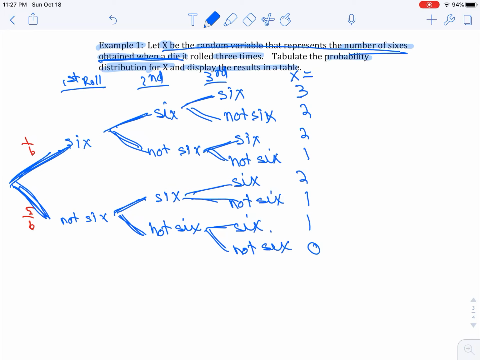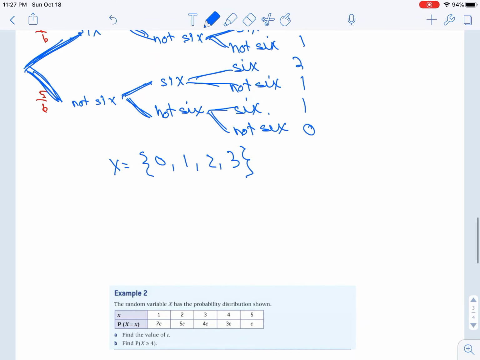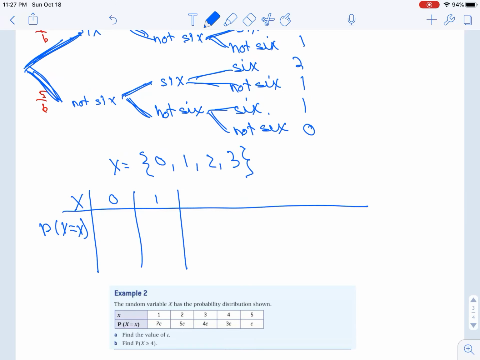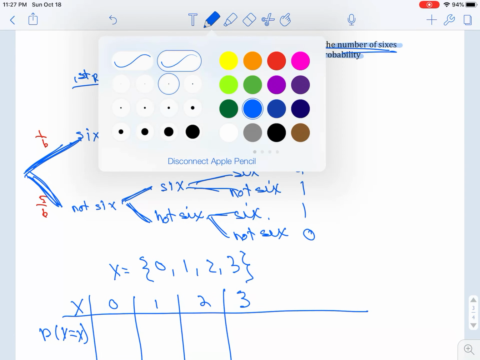All right, so we can see then that our sample space for x is going to be the values, well, let's put them in order from smallest to largest, 0, 1, 2, or 3. So now if we want to make the table of values for this, the table would go like this. We would have x, and then we would have the probability that x can take on those values. So the values are 0, 1, 2, and 3. So now we need to go back and calculate probabilities.